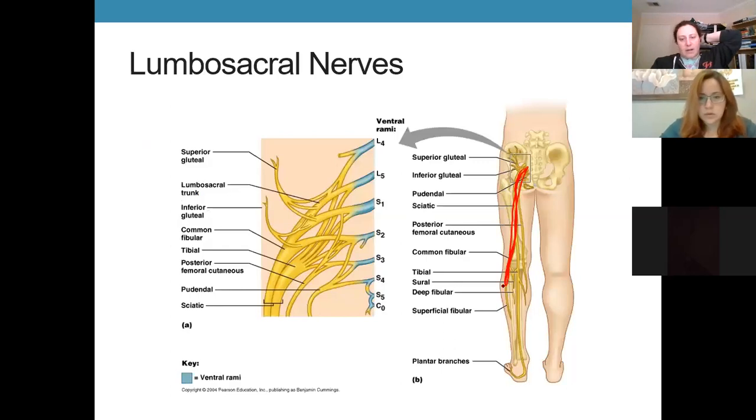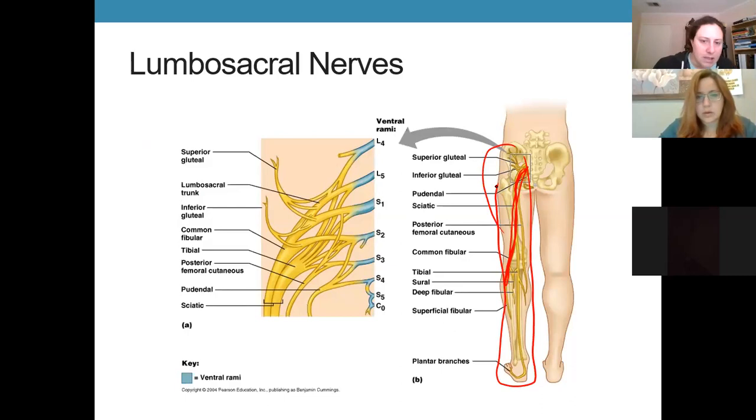Okay, so that's that. That's this whole area, lumbosacral plexus, including your little coccygeal. They don't do much. They cover like a teeny tiny area by your anus.